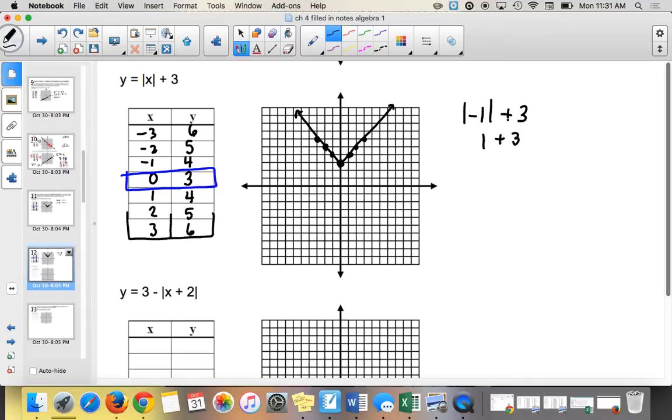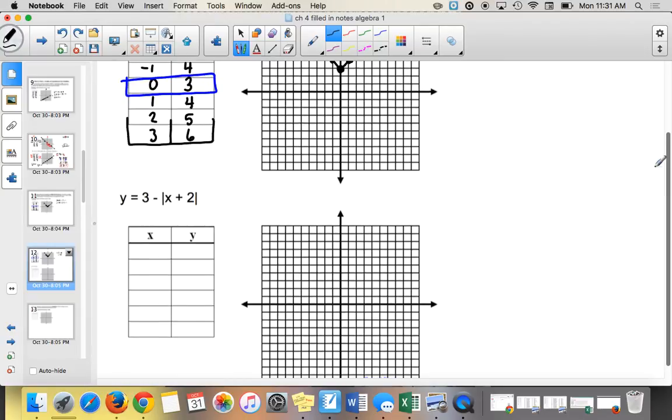What makes the absolute value part as small as possible? What should I plug in? Not 0, because 0 will make it 2. We want to make this absolute value part equal to 0. Not negative 1. Negative 2, right? If we put that in the middle of our table, we're good.